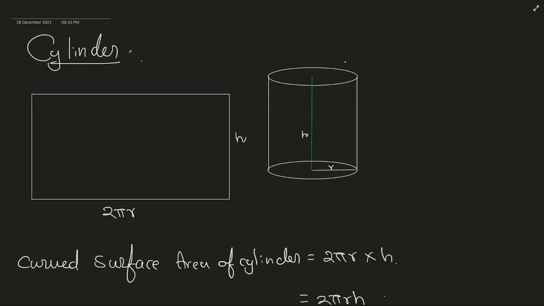The next is you have examples based on it. Fine. Otherwise, what we will do is we'll start this in the next class only. The cylinder area and all, we'll start in the next class.